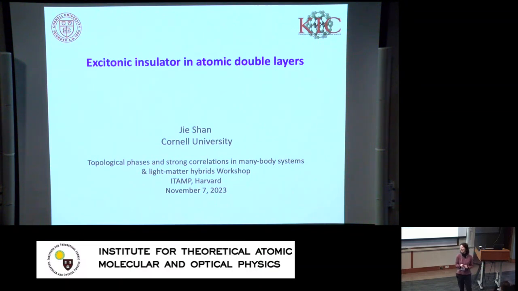Putting on excitons on lattice. So I haven't been able to put non-equilibrium into my talk yet. Hopefully next time.